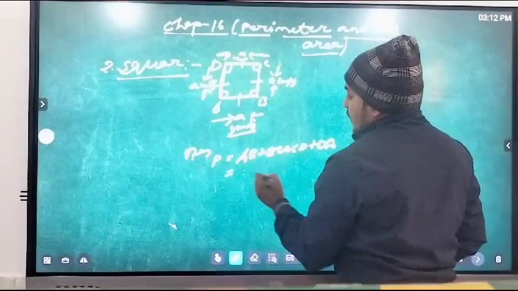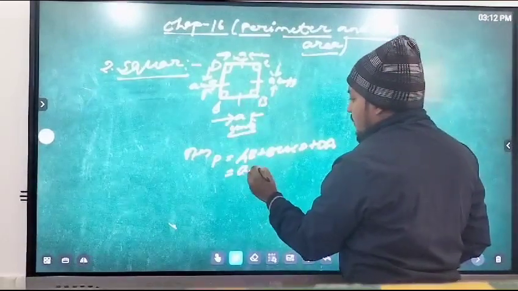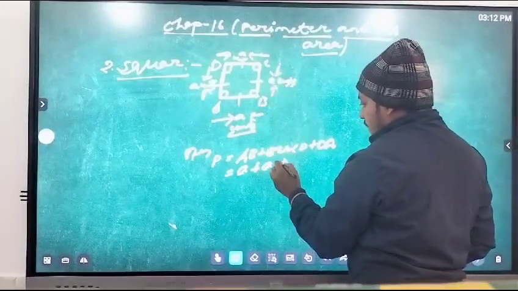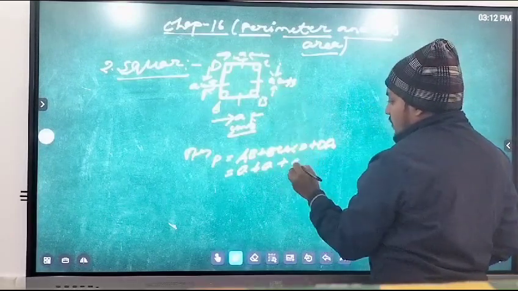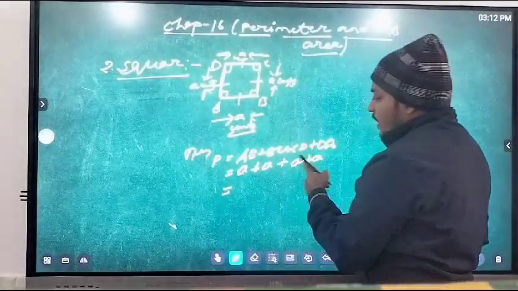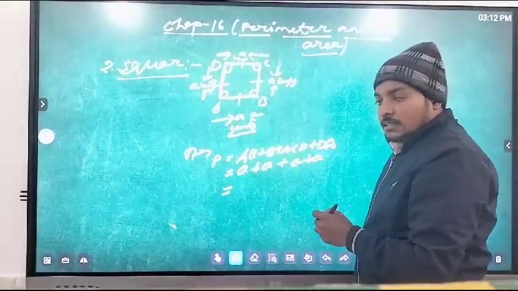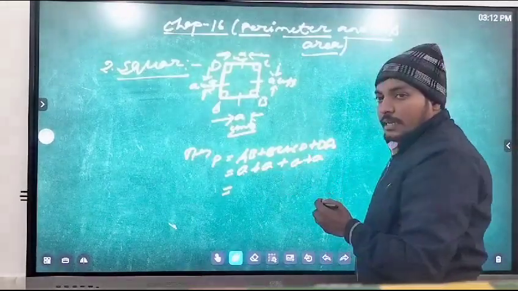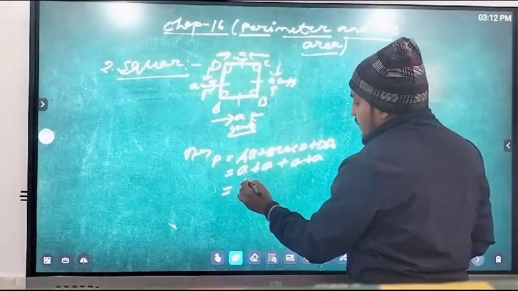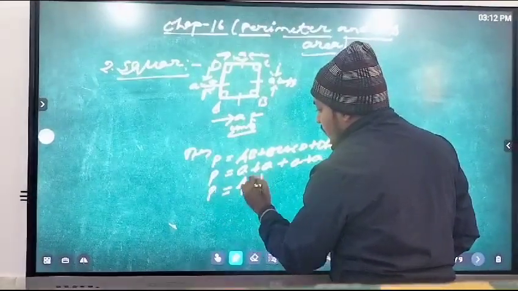And we know the measure of line segment AB is equal to A units. The measure of line segment BC is also A units. The measure of CD is also A units. The measure of DA is also A units. Here again we have to use addition of algebra. These are like terms: A plus A plus A plus A. A is added 4 times. Then the answer will be 4A. It means P is equal to 4A.